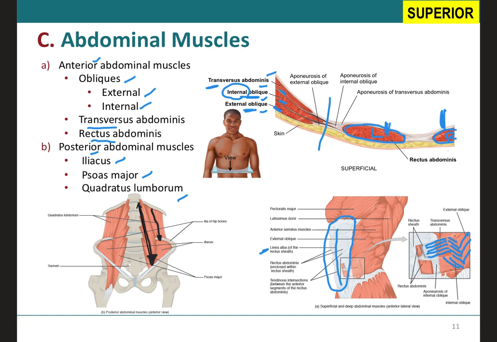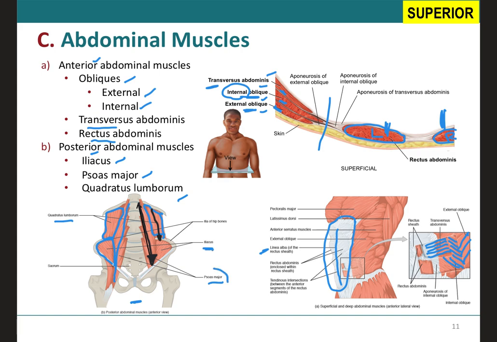And over here we have what we call the posterior abdominal muscles, and the first one is what we call the quadratus lumborum. So it looks like a little square on the lumbar region, quadratus lumborum. Then the one that's right here medially is what we call the psoas major. And this one over here that's on the iliac fossa is going to be what we call the iliacus.